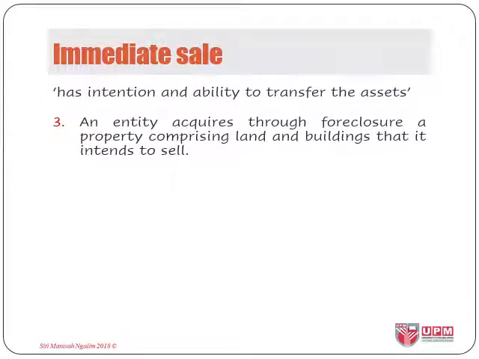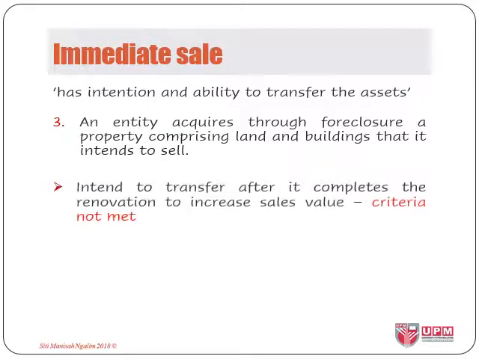Let's say that an entity intends to sell a property through foreclosure, but it wants to renovate the property to increase its value for sale purposes. If the entity only intends to transfer the property after the renovation is complete, this is a delay that is imposed by the entity that demonstrates unavailability of the property for immediate sale. Thus, it does not meet the requirement.